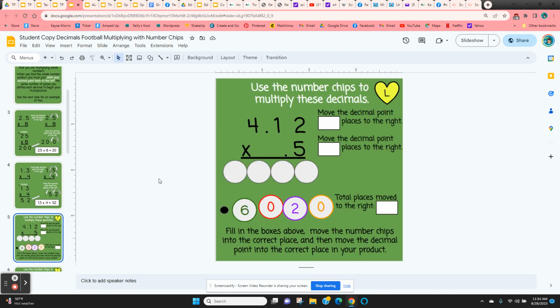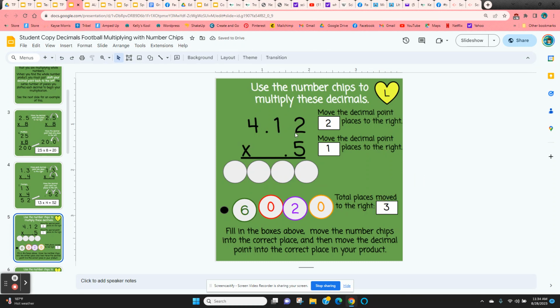Now the first slide the students are going to work on is slide 5. So they have these movable chips and movable decimal point. So it's first going to ask them on our first factor, how many places are we moving the decimal point to the right? So 2 for the first factor, 1 on the second factor, 1 place to the right, for a total of 3 places to the right.